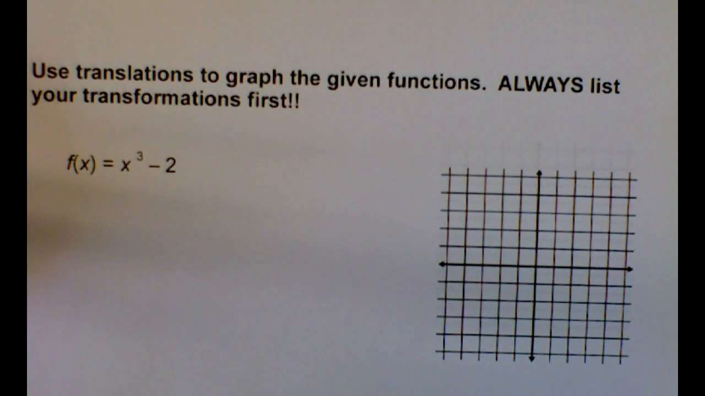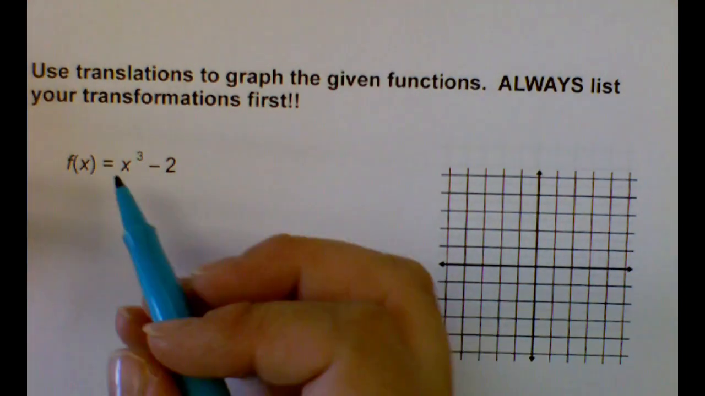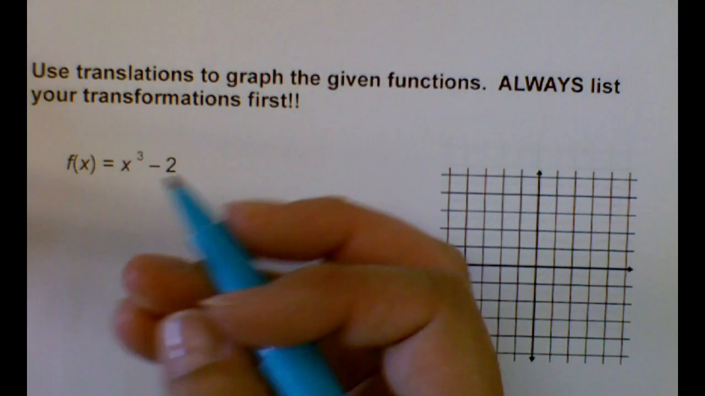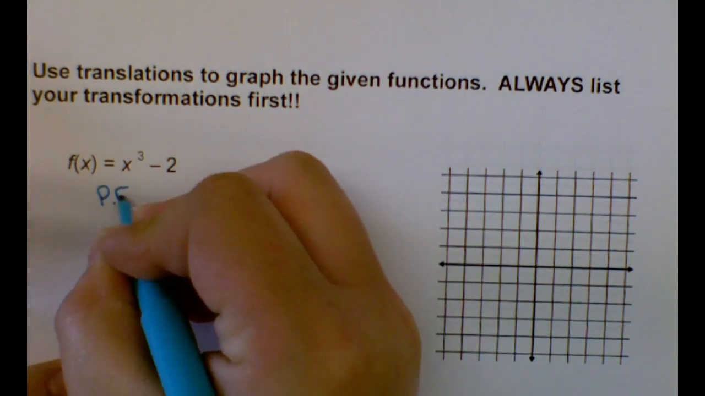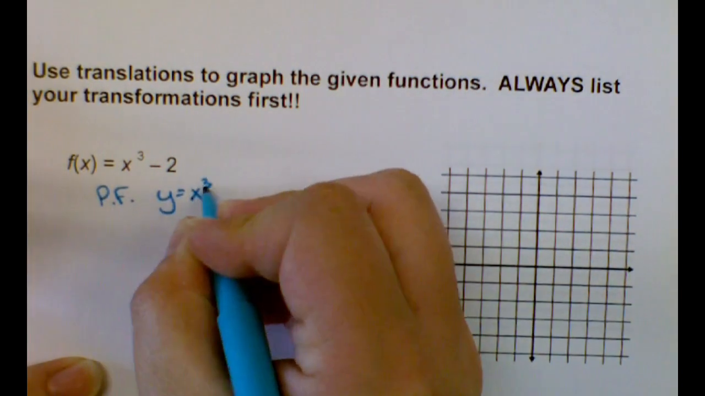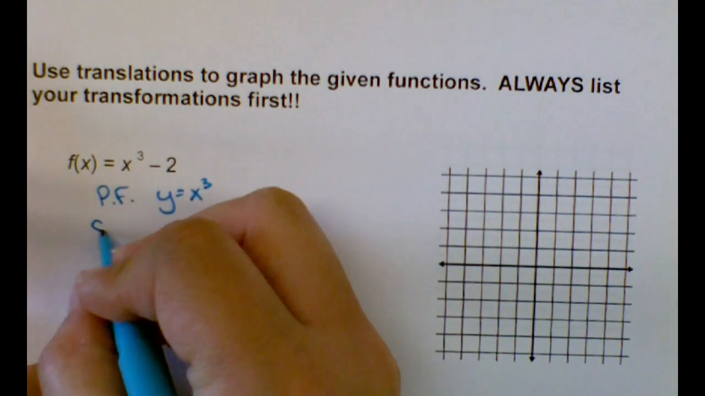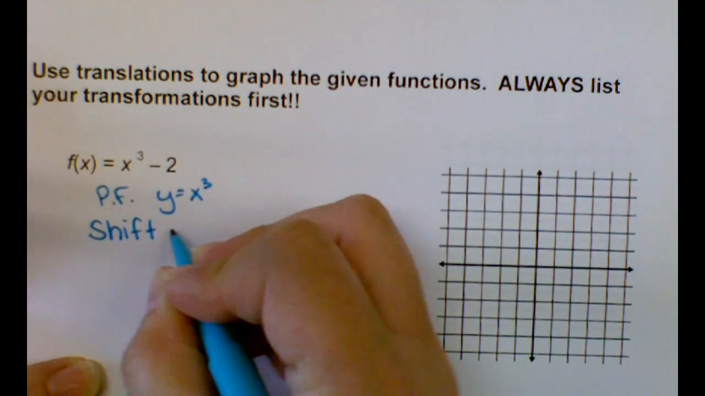All right, this is part 2 of section 1.4. We are going to now graph our transformations. So let's list my transformations first. f of x equals x cubed minus 2. Well, my parent function is y equals x cubed, and I just have a minus 2 on the end, so it's a shift down of 2.